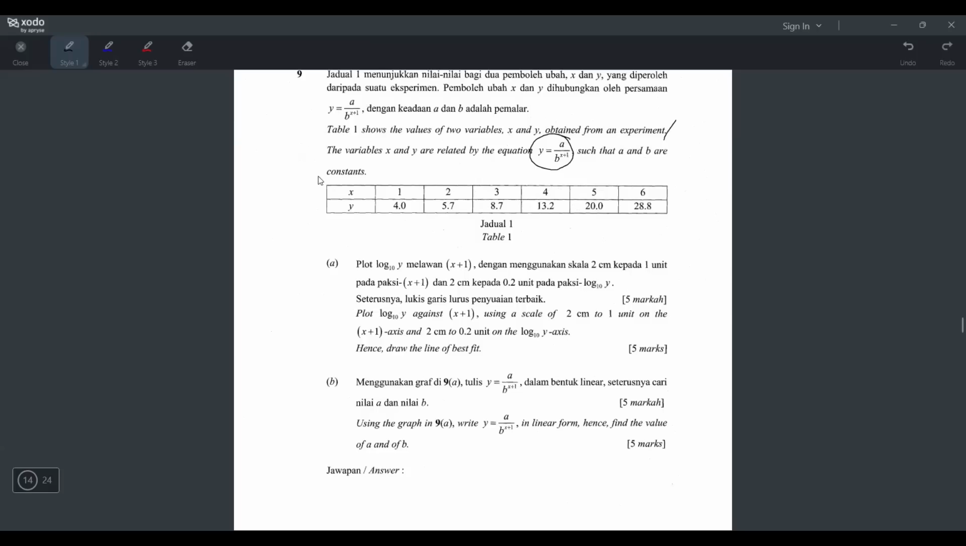Such that A and B are constant, and then suruh buat ada bagi table, and then A suruh plot graph lah. Okay, you cannot plot graph first. You kena buat dua step dulu. Step pertama, kalau ada bagi equation, you kena tukar jadi linear form.